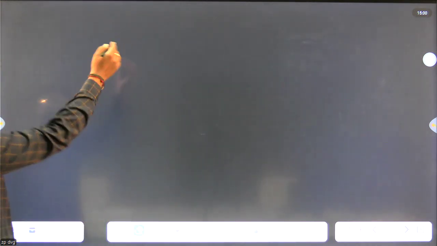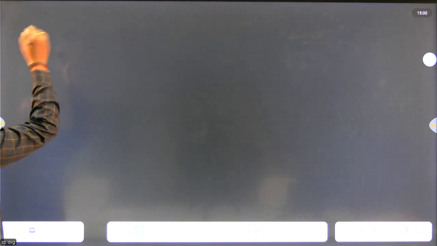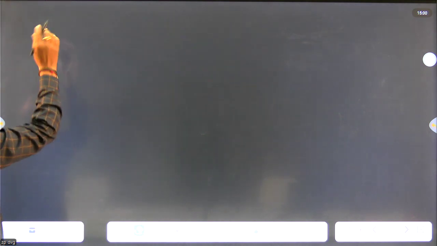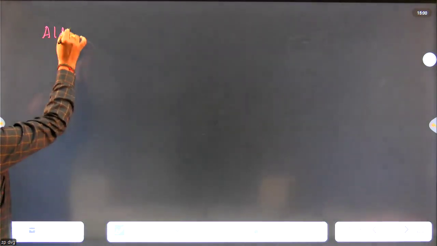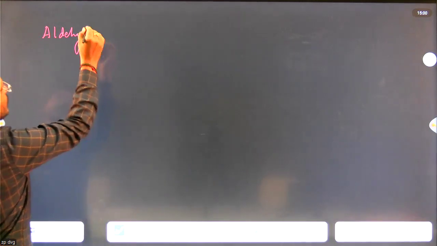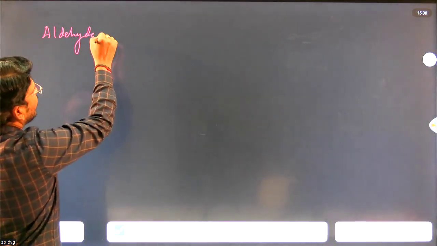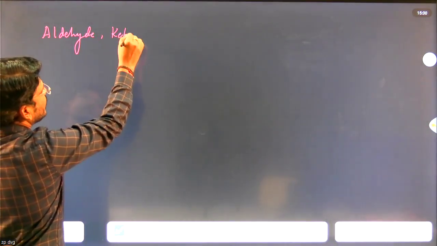Today we'll start with one more chapter in organic chemistry, that is aldehydes, ketones, as well as carboxylic acids. So let us start with aldehydes, ketones, as well as carboxylic acids.